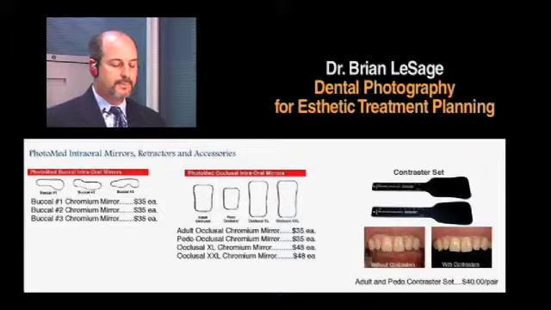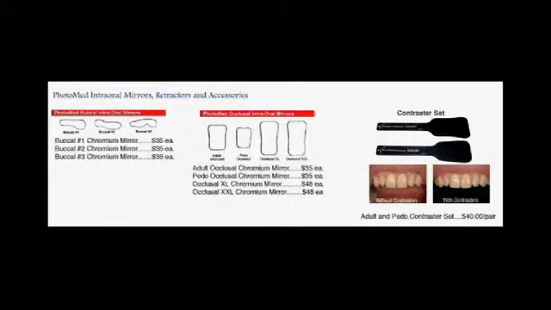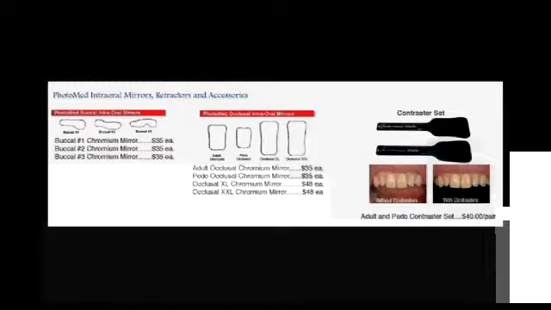Certainly we have mirrors. In my office, I like this buccal 2 mirror. It is the one I use probably the most. I use this for buccal views, and I also use it for quadrant occlusal views. So if I want to get a nice quadrant occlusal view, this is a great mirror for me. And then you need to have a couple different sizes, certainly, of the adult mirrors. So I have probably multiple of these and multiple of these.